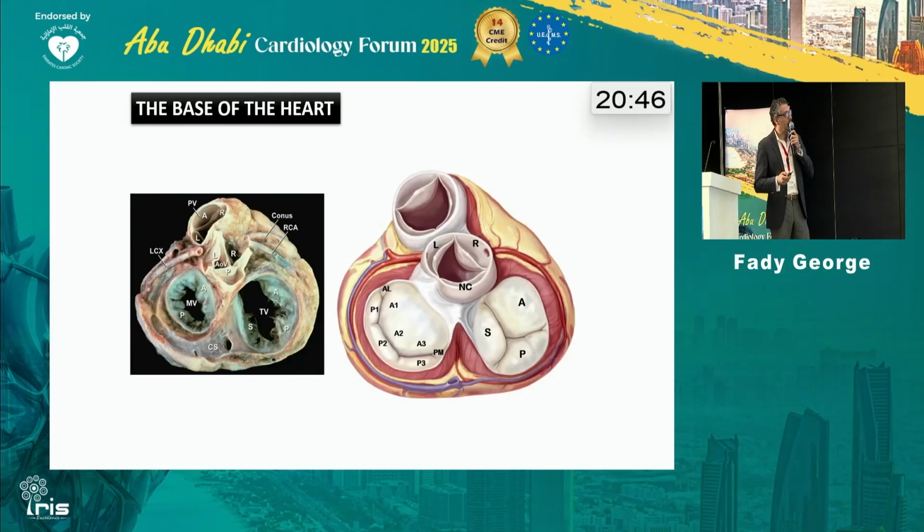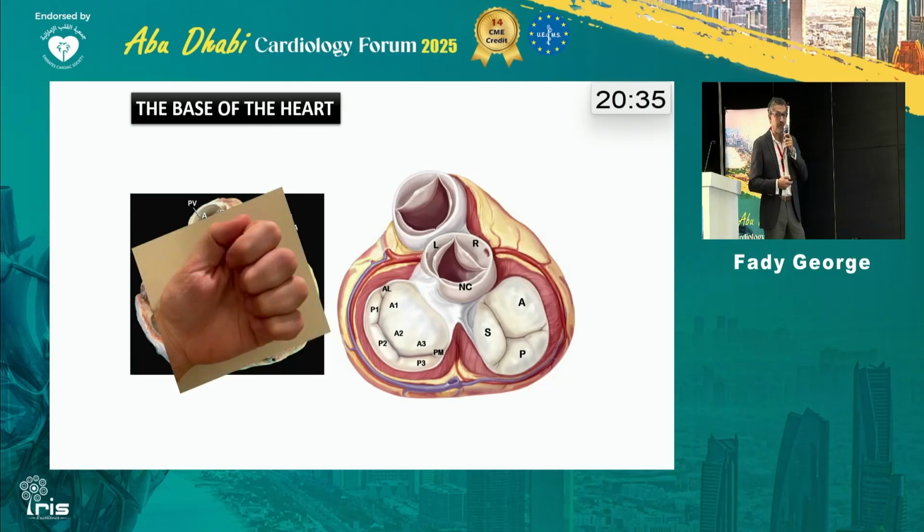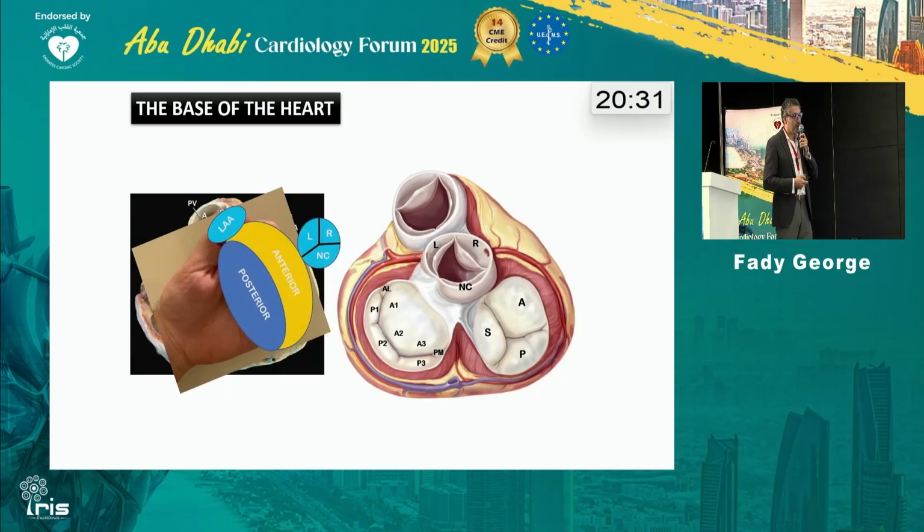So this is the base of the heart. It's a bit complex also to determine how you can really imagine or demonstrate the base of the heart. So just imagine that the base of the heart is your fist. The left atrial appendage will just be medial to your fist up there, and then the posterior leaflet will be right over here, and the anterior leaflet will be opposing the aorta.